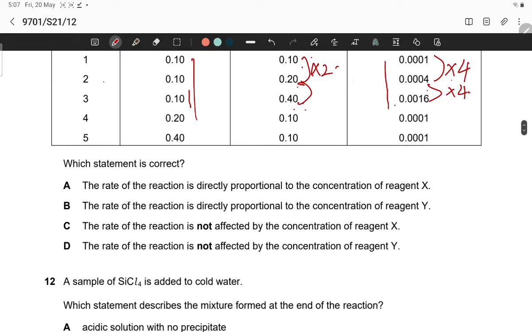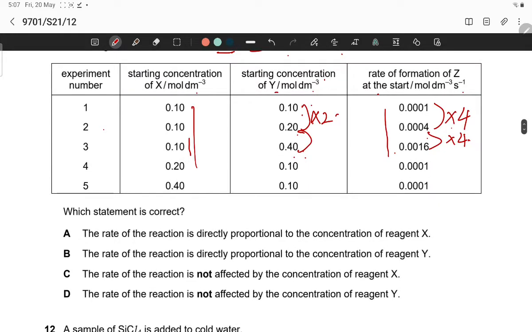Which statement is correct? The rate of reaction is directly proportional to the concentration of reagent X. No, this is incorrect because the rate is not directly proportional to the concentration of X. There is no change in concentration of X, but the rate is going to increase. So this is incorrect. The rate of the reaction is directly proportional to the concentration of reagent Y. The rate is not directly proportional to the concentration because by doubling the concentration, the rate will be increased by 4 times. So this is also incorrect.